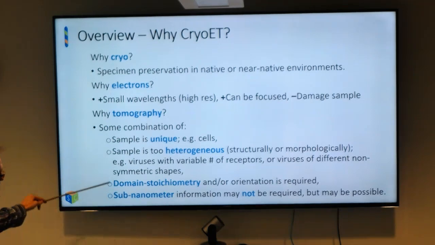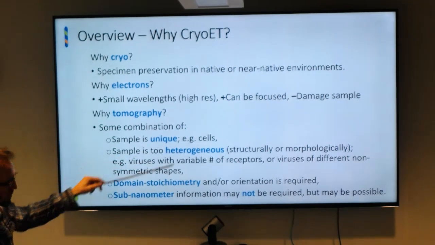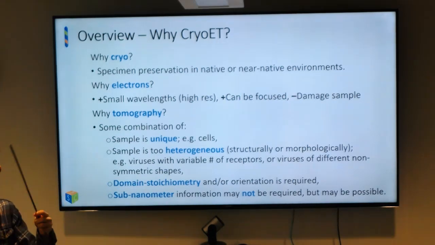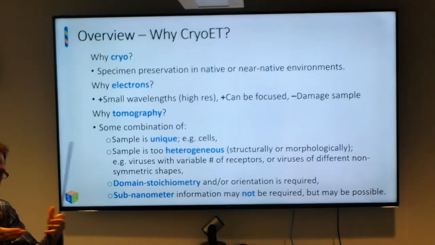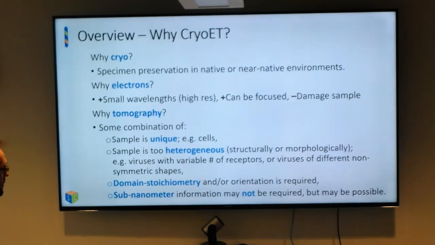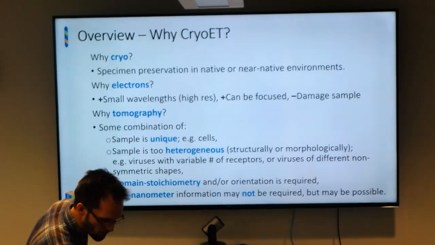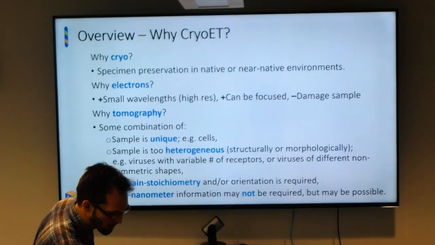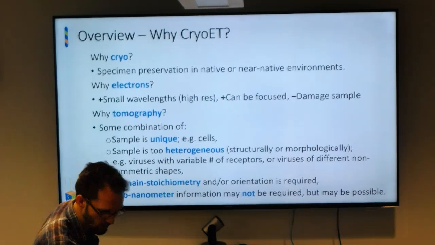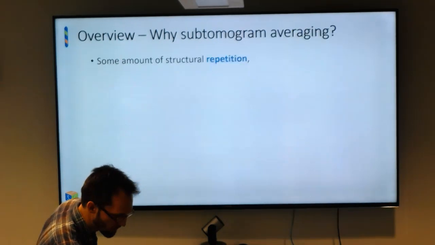That's what I mean by domain stoichiometry, but if you have like structural or morphological heterogeneity, so if you have a VLP that's kind of ballooning in various ways and you have a bunch of them on a grid, you can't really do single particle on it, but you can do tomography on it. Right, so you may be able to get to sub-nanometer resolution. Ed says 3.5, how do you get there? Well, first you need to have a good sample, and that's very, very difficult.